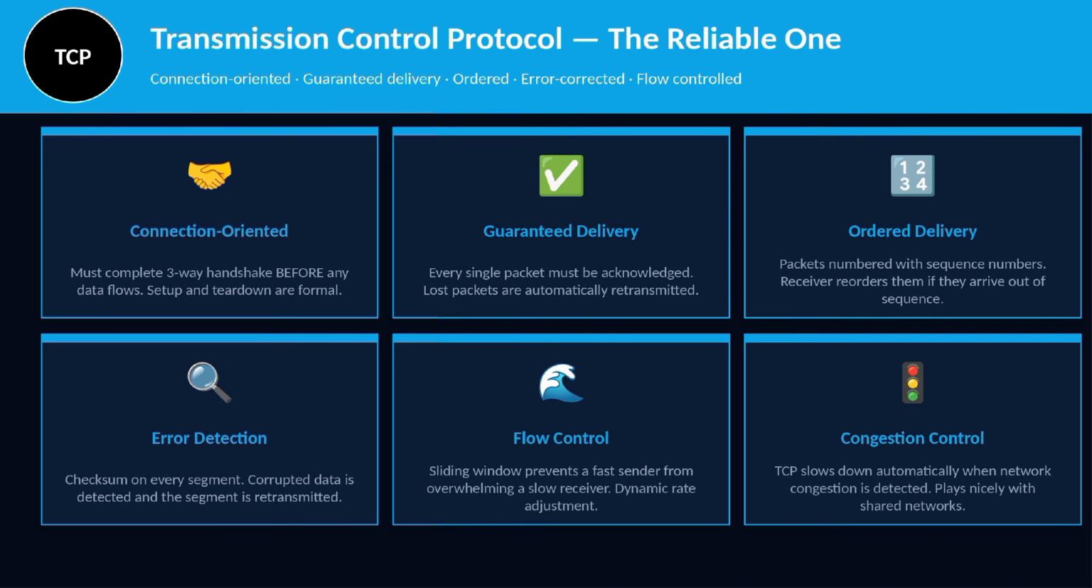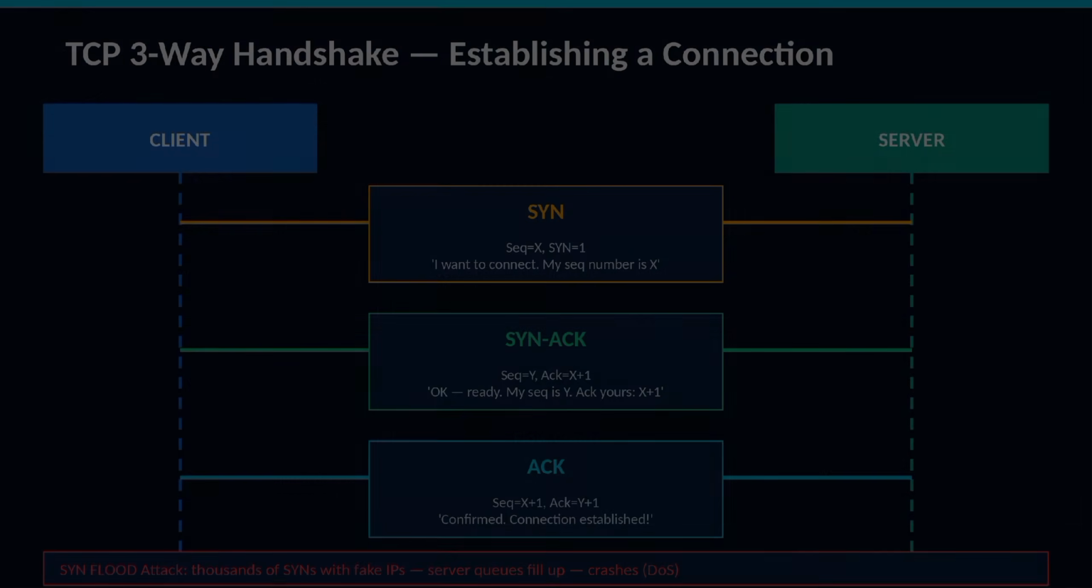TCP, Transmission Control Protocol. Let's start with TCP. TCP is reliable, ordered, and connection-based. Connection-based means before any data is sent, a connection is first established between the client and the server. There's a proper beginning, a structured conversation, and a clean ending.